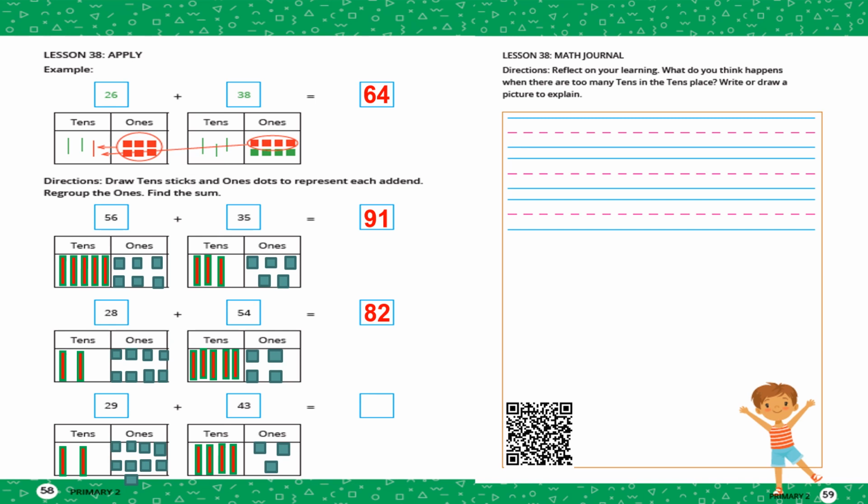Next one, 29 plus 43. In 29, how many sticks do we have? 2 sticks. How many squares? 9 small squares.